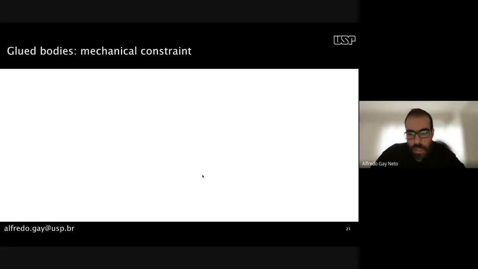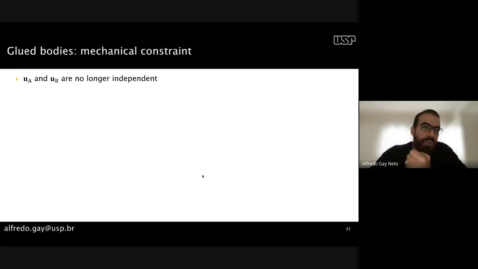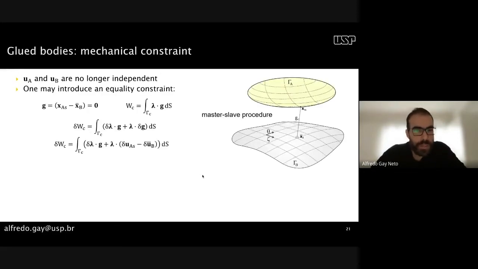Now, let's think of this same problem in a different way. Let's think of these glued bodies as a mechanical constraint, no longer thinking of the Neumann boundary and just seeing the loads, but looking from the kinematic point of view. We have a mechanical constraint, so the displacement fields are no longer independent in the region where we have contact. What we can do here is define a gap quantity, which is a very important quantity in contact mechanics. This is called the master-slave procedure.